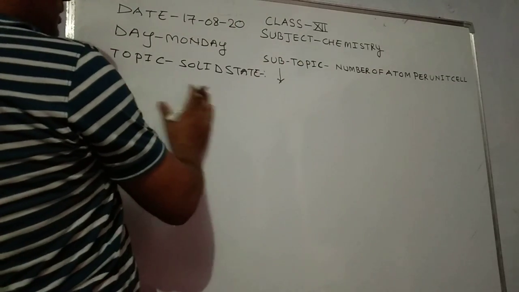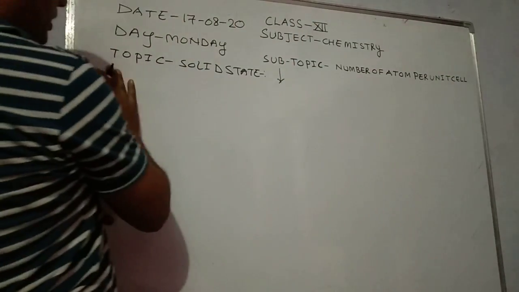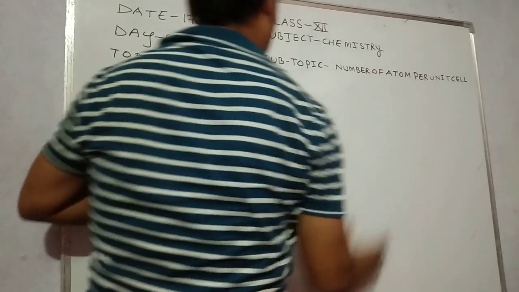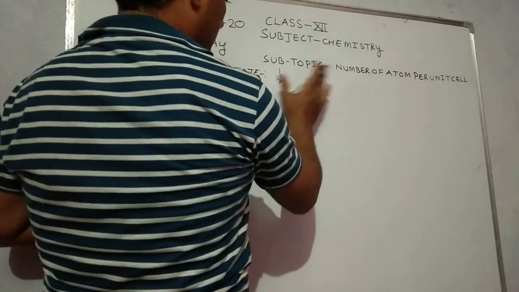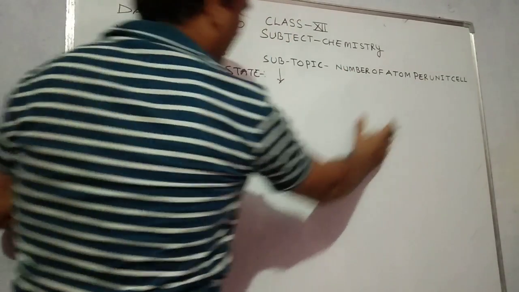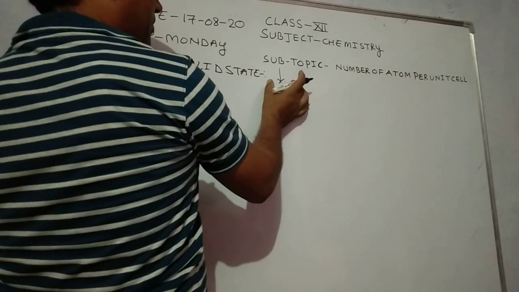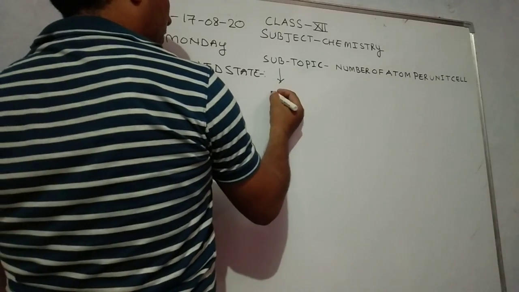Today I am going to discuss chemistry of 12th class and the topic is solid state. Subtopic is number of atom per unit cell. Before I start how to calculate number of atom per unit cell, I am going to discuss types of primitive unit cell and their possible arrangement.